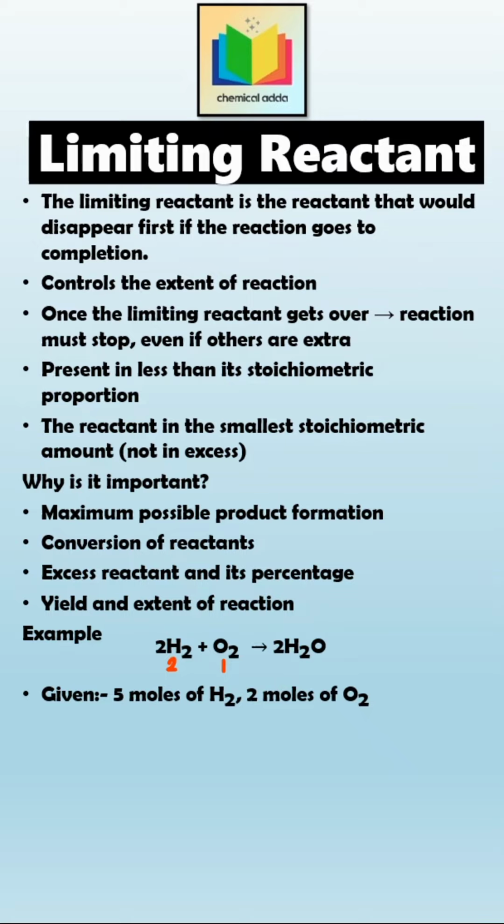So for 2 moles of oxygen, let's see how much hydrogen is required. So required H2 is equal to 2 × 2, which is equal to 4 moles. But how much hydrogen do we actually have? So we have 5 moles, which is more than enough.